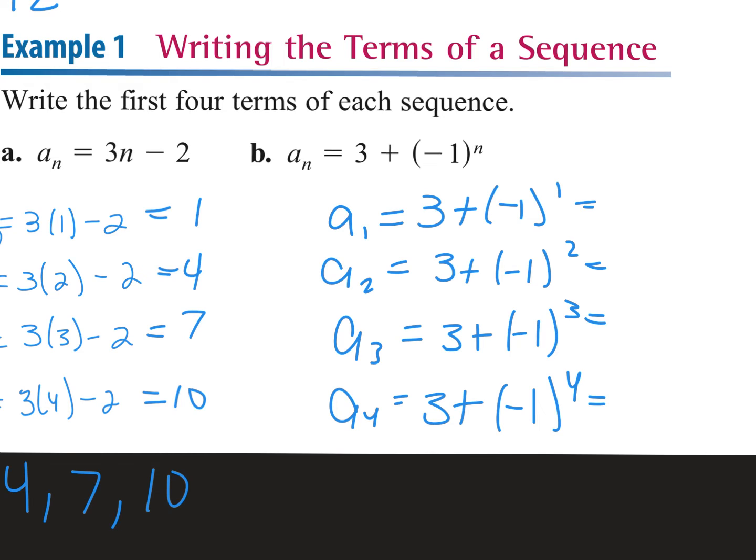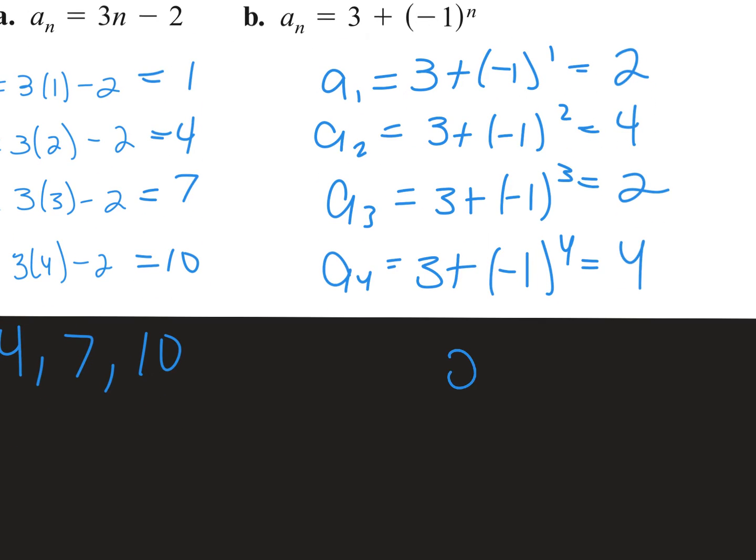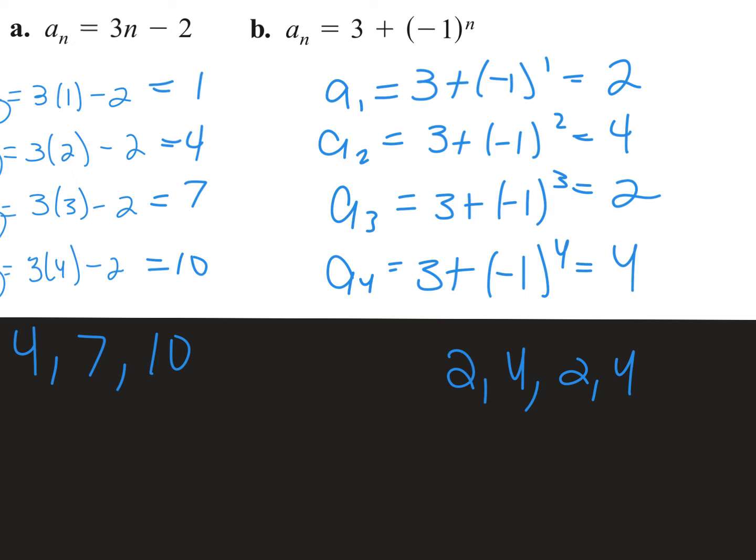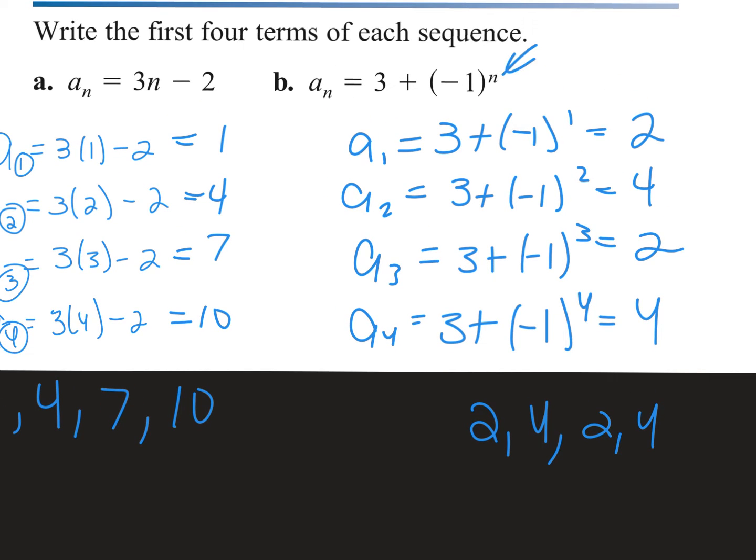Negative 1. So 3 plus negative 1 is 2. Negative 1 to the second power is 1, so 3 plus 1. Negative 1 to the third power is negative 1, so 3 minus 1, and then 3 plus 1. So here it's 2, 4, 2, 4. You see it doesn't go up the same every time? Because this is the rule for the sequence.